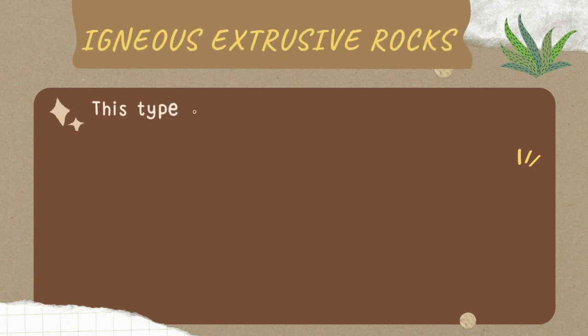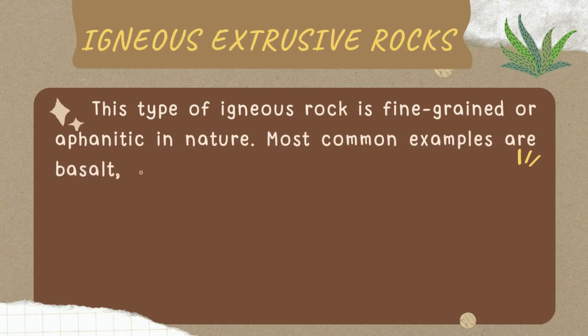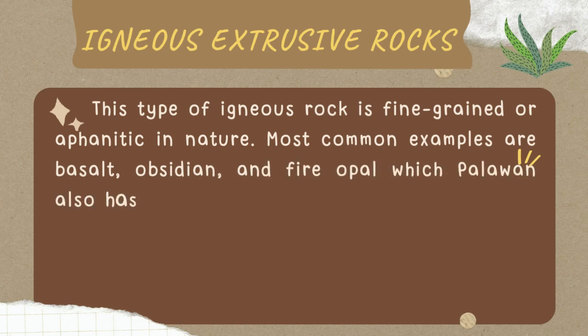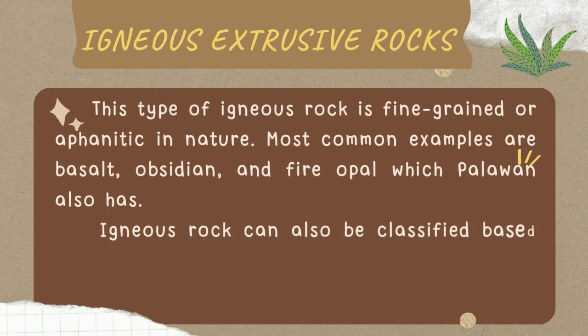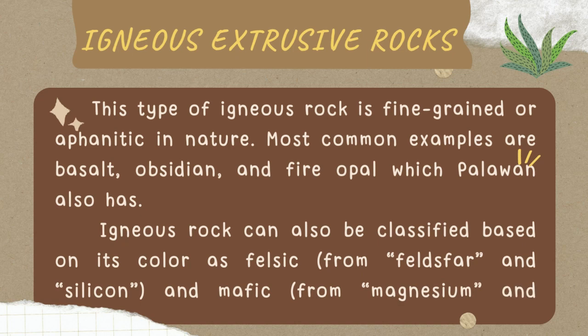These types of igneous rock are fine-grained or aphanitic in nature. Most common examples are basalt, obsidian, and fire opal, which Palawan also has. Igneous rock can also be classified based on its color: felsic, from feldspar and silicon, and mafic, from magnesium and ferric.